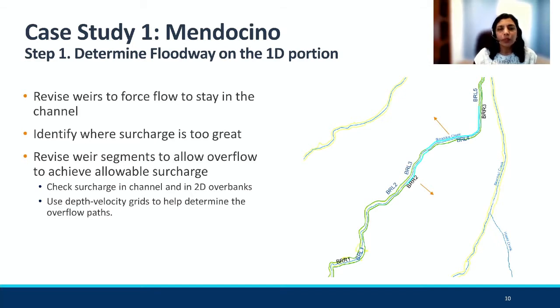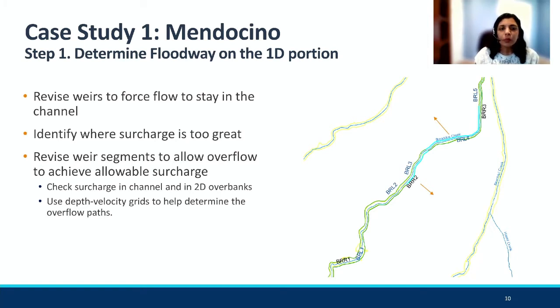Overflow paths are determined by breaking the lateral structure into multiple parts and checking the surcharge criteria for the channel and the overbanks. For example, here I have shown the Broadest Creek right overbank weir split into 3 parts with the overflow opening for BRR2, and the left overbank weir is split into 5 parts with overflow opening for BRL4.